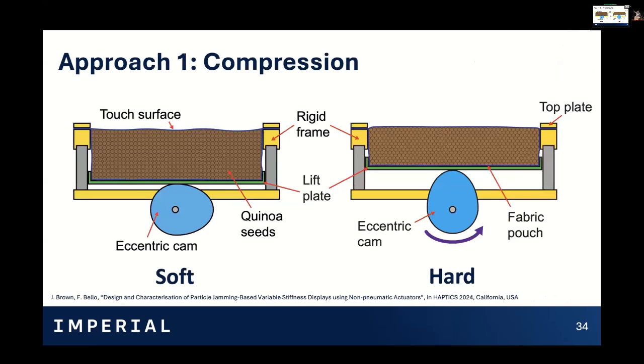So the first approach came from an observation in all of this earlier work, where if a person is actually pressing on the particle jamming device, we found that they actuated the particles themselves. So what we've produced here is a mechanical particle jamming device with an inelastic container. So this is just cotton fabric. And then we have an eccentric cam that pushes the particles up, bracing against their own container. And what that means is you can jam the particles with just an electric motor, no vacuum, no silicone, no regulators.